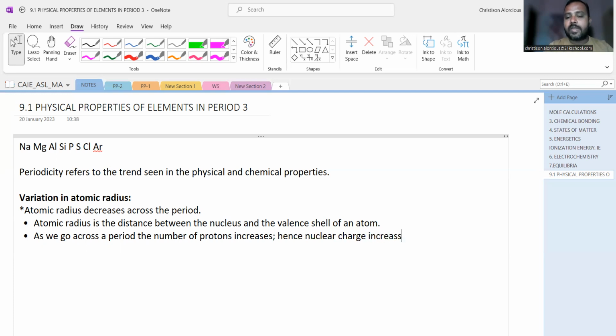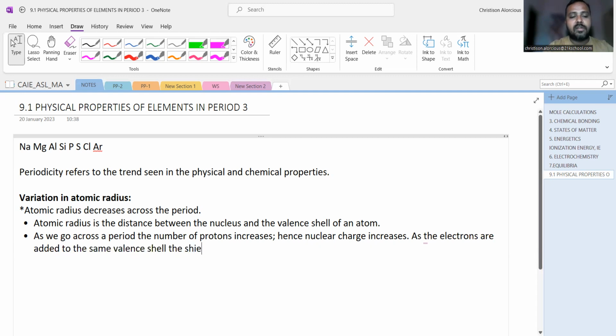But remember, the electrons, when they are added, from sodium, which is 11, magnesium has 1 extra, aluminum has 1 more extra, silicon has 1 more extra, and so forth. But when these electrons are added, they are being added to the same shell, which means it has got only 3 shells. So the shielding effect remains fairly constant. So shielding effect does not play a part. All right. As the electrons are added to the same valence shell, the shielding effect remains fairly constant.